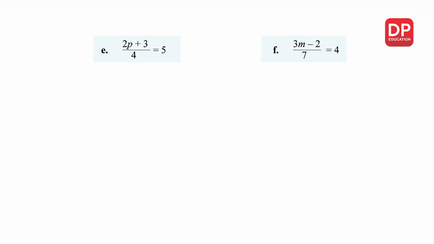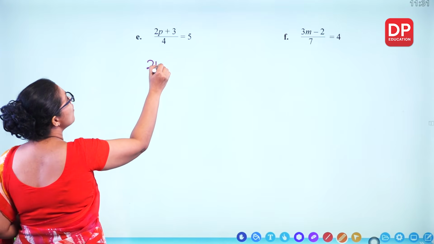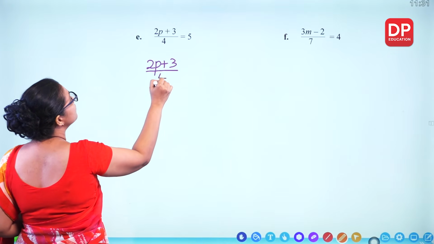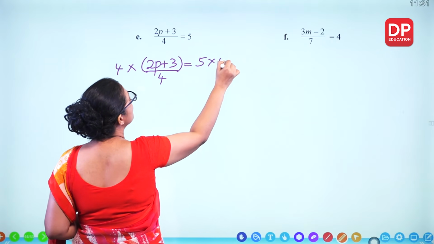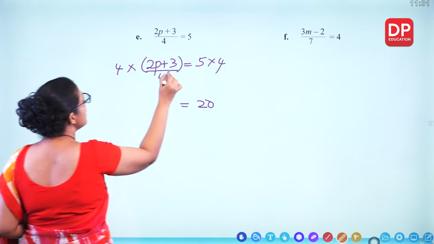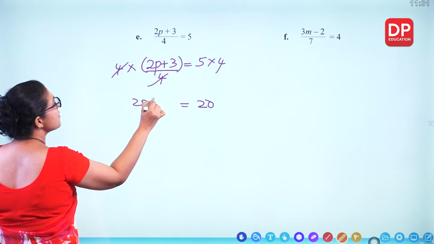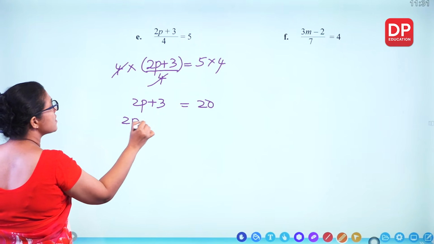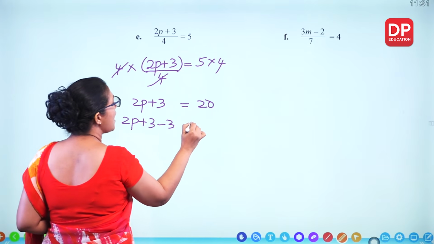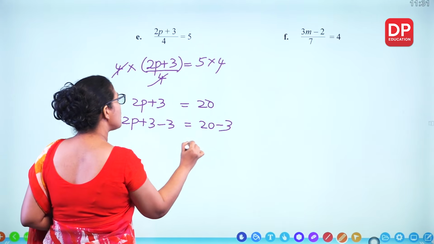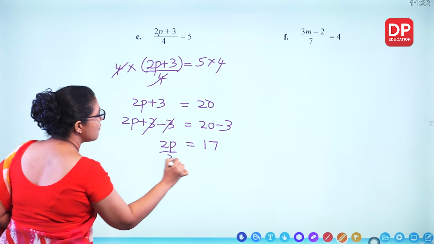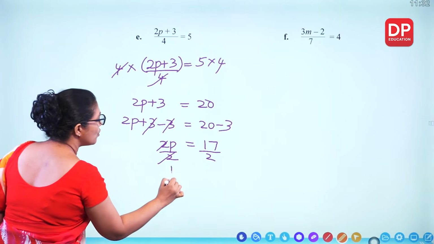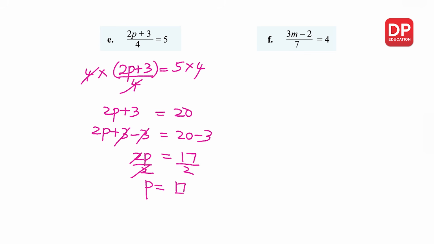This one, denominator is 4. Multiply both sides by 4. 4 times 5, 20. Here you get 2p plus 3. Now subtract 3 from both sides. You get 17 is equal to 2p. When you divide this by 2, what's the p value? 17 divided by 2, that's 8.5.